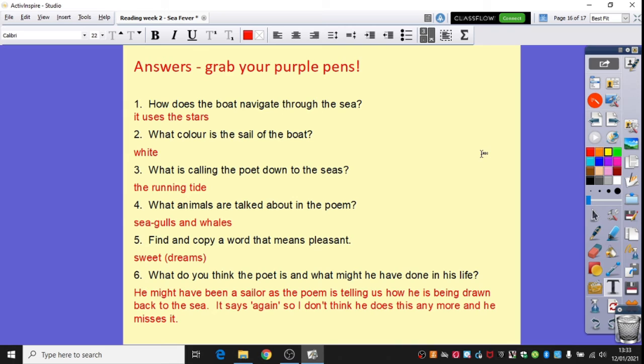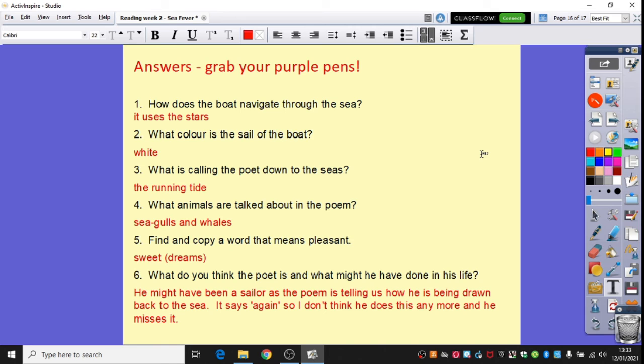So here we are, it's your answers. Grab your purple pens if you've got one, or any colour. How does the boat navigate through the sea? And that it uses the stars. What colour is the sail of the boat? So another skimming and scanning, and we can find that the sailboat is white. What is calling the poet down to the sea? We found that call of for our last question, and we could see that that was the running tide.